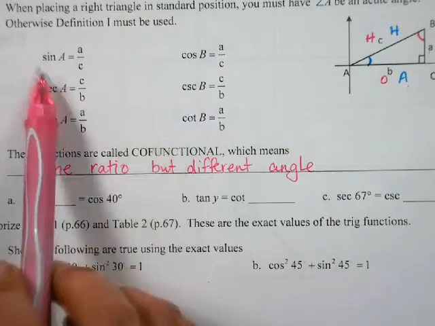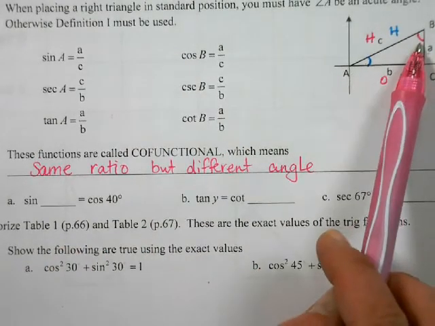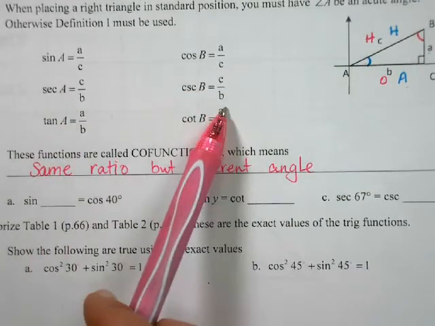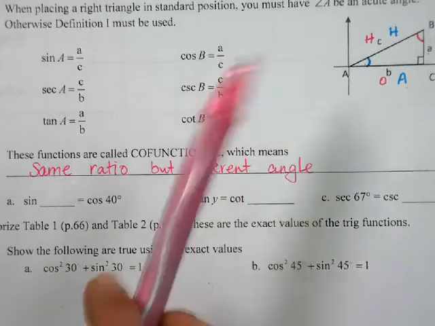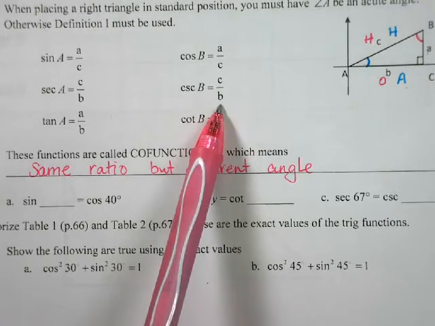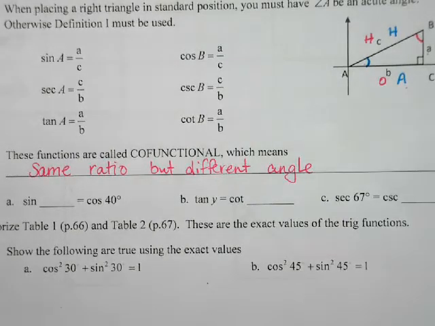Sine and cosine are both A over C, but I have to go from angle A to angle B. See how they have the same ratio? Secant and cosecant have the same ratio, but I have to go to a different angle. Tangent and cotangent have the same ratio, but one is at angle A and one is at angle B. So that's where they get their names, with the cosine, cosecant, cotangent. That make sense?